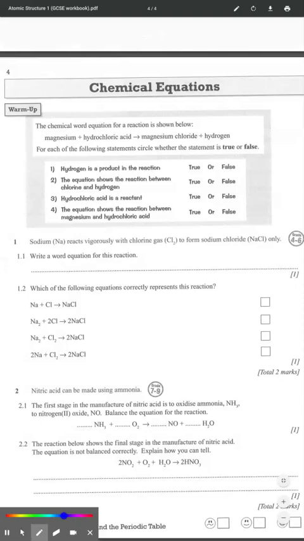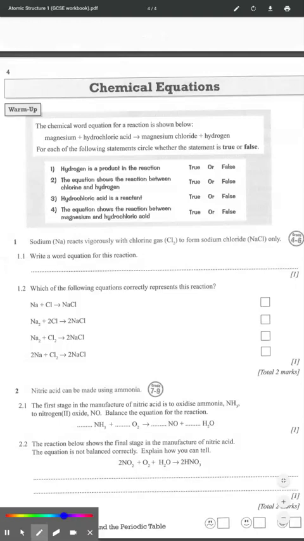Okay, so we're going to look at some chemical equations this time. The warm-up's asking us to look at a word equation and then decide whether or not certain statements are true or false. It's the reaction between magnesium and hydrochloric acid as two reactants and producing magnesium chloride and hydrogen.